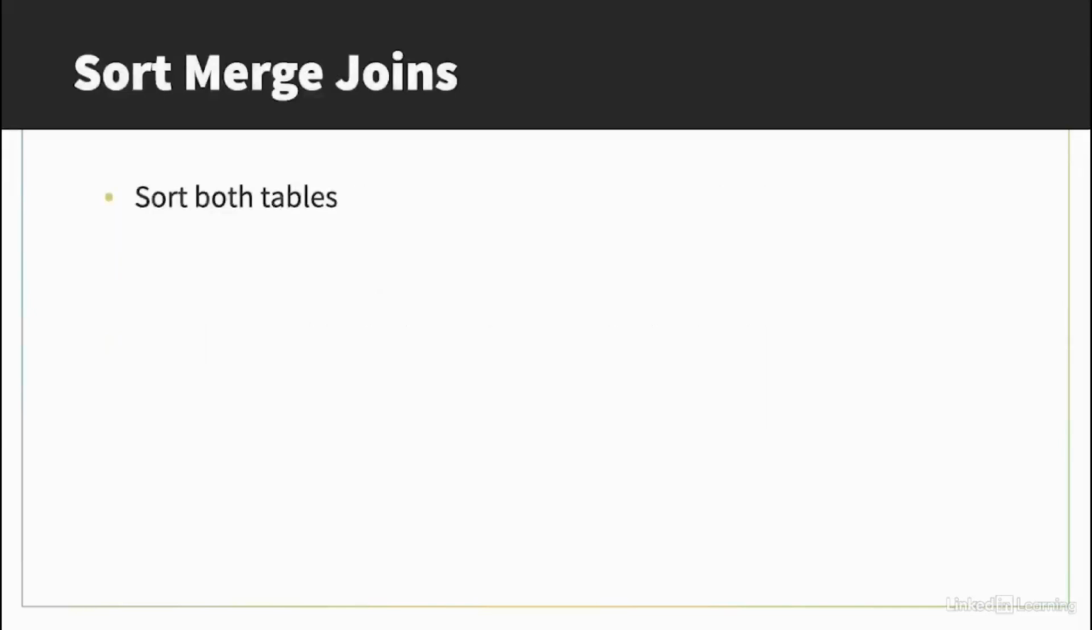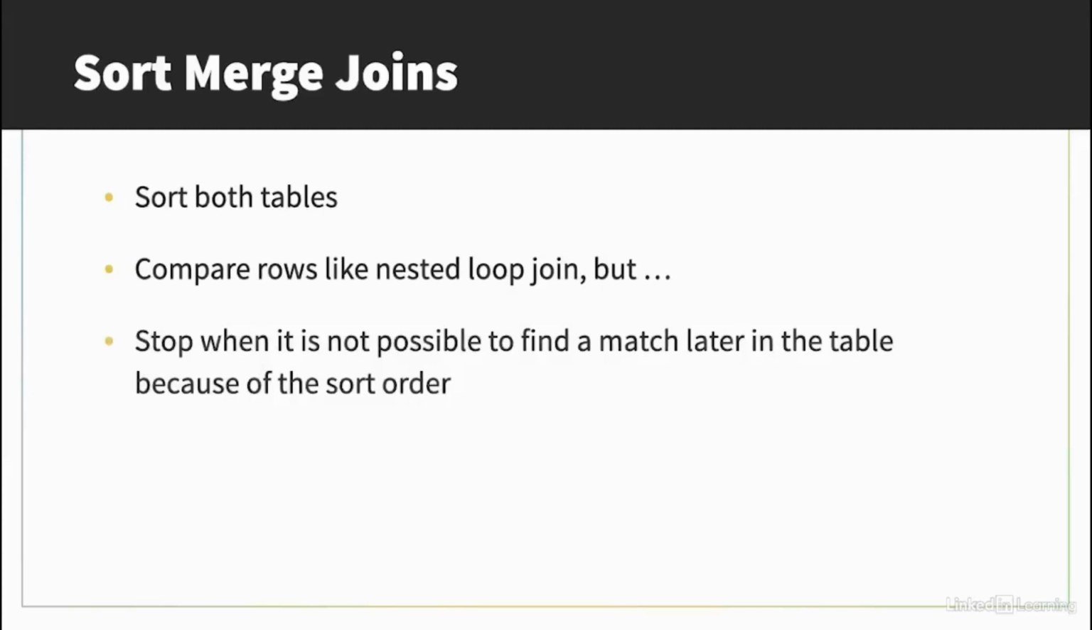Sort merge joins start by sorting both tables. It then compares the rows like nested loop joins, but it stops scanning when it's no longer possible to find a match later in a table because of the sort order. Unlike nested loop joins, the driving table is processed only once.